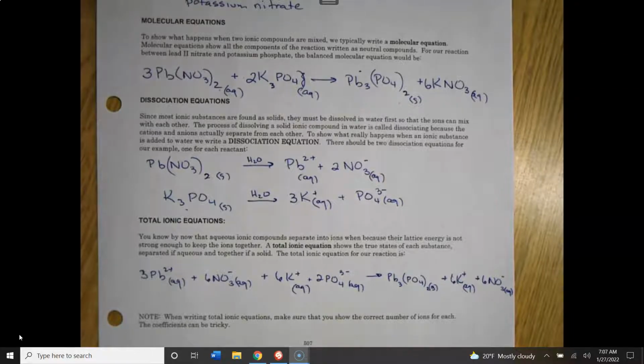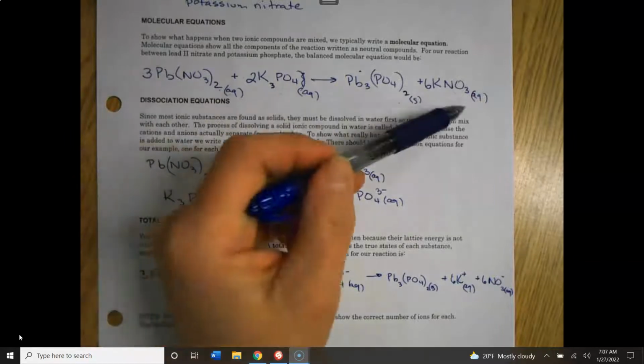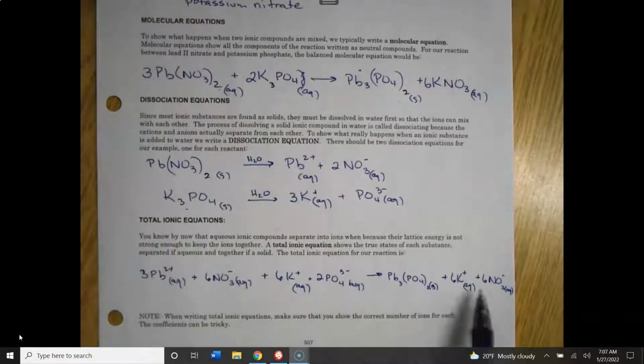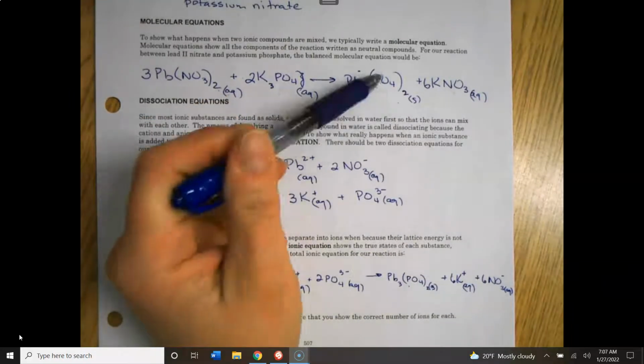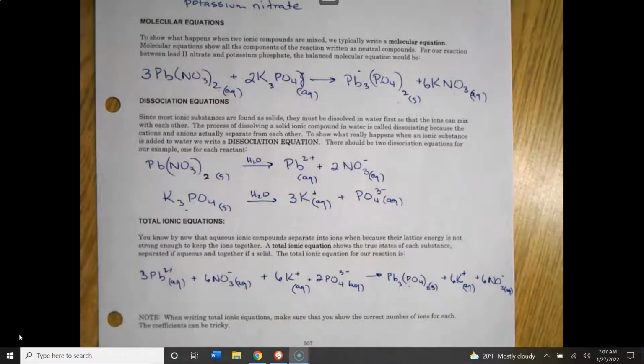So that is an example of a total ionic equation. Anything aqueous gets split up into its ions. However, the insoluble substance stays together because it's not split up in the solution, so we don't want to show it split up in the equation.